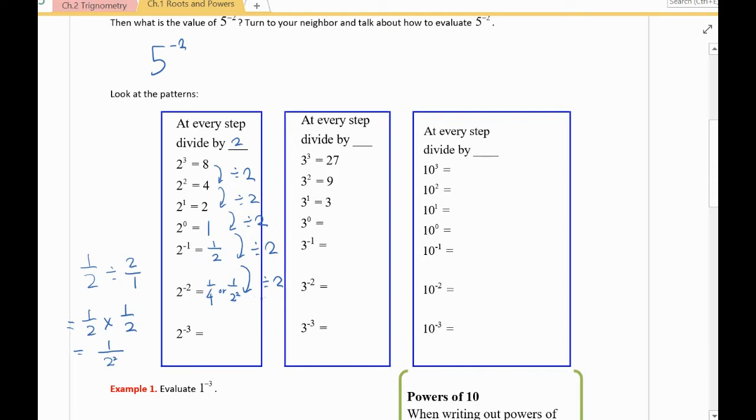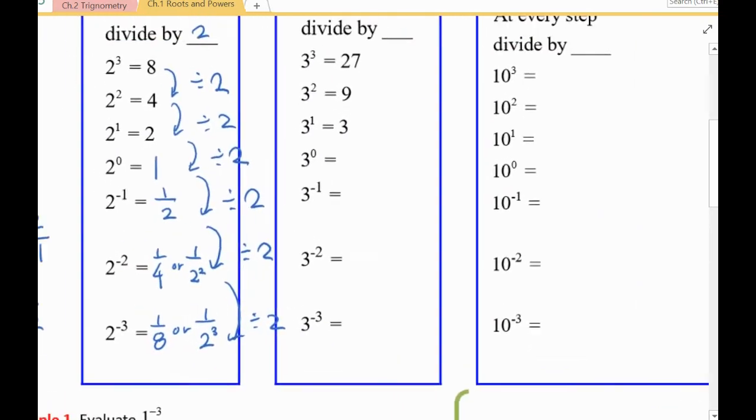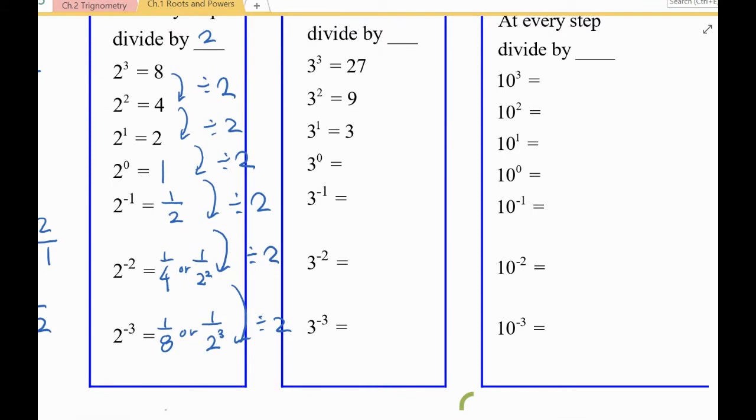Next one, we're going to divide this by 2 again. Right then, 1 over 4 divided by 2 over 1 is 1 over 4 times 1 over 2. That becomes 1 over 8. 4 times 2 is 8, or 1 over 2 cubed. So here, do you see any patterns here?